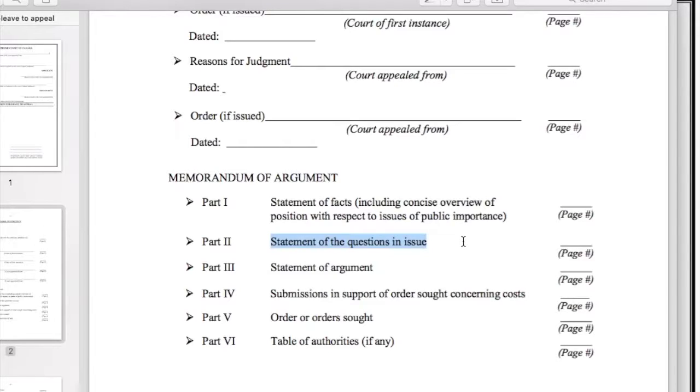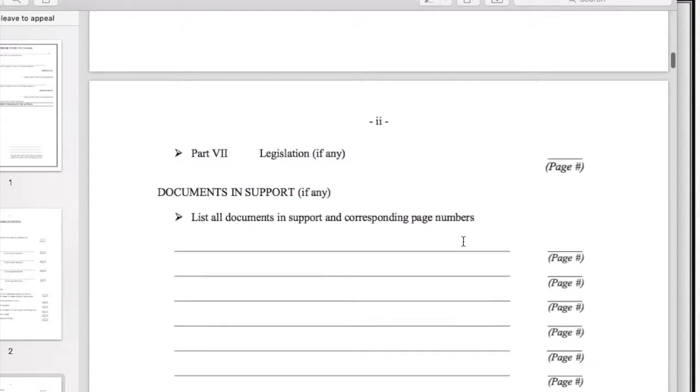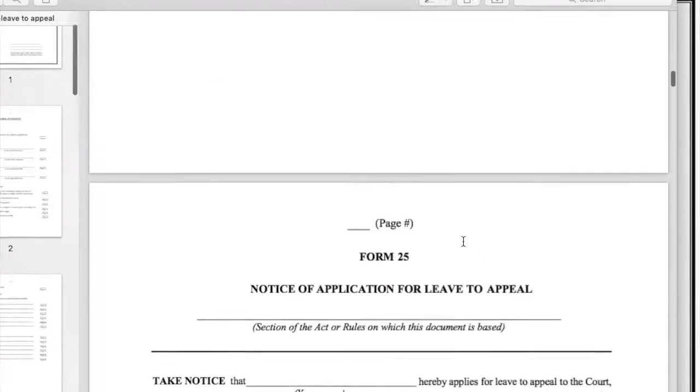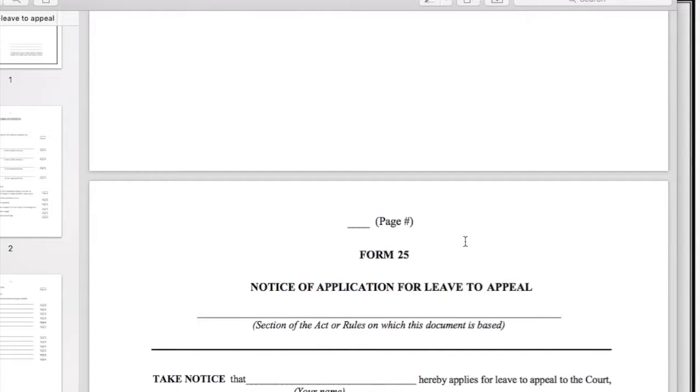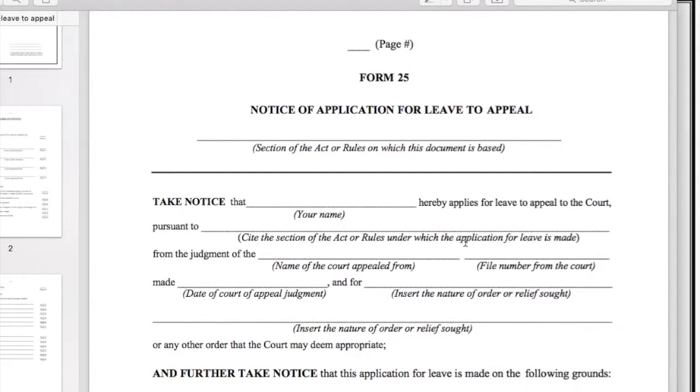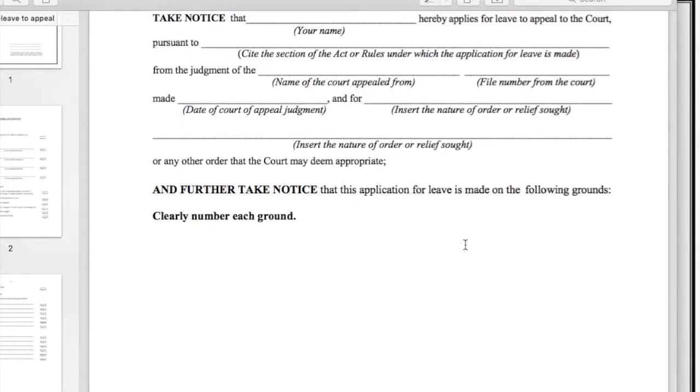Here is a very important part of this document, which can only be 20 pages long. It's the Memorandum of Argument. It has 6 parts or 7 parts. The last 2 parts are not necessary, but essentially, it's good to rely on materials, and that is the last 2 parts. But the first 5 parts can't be more than 20 pages long. That's a requirement per the rules or per the Act.